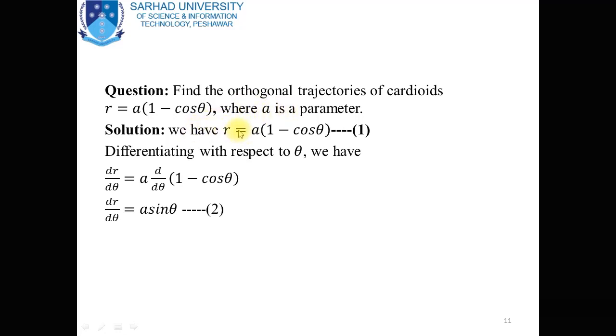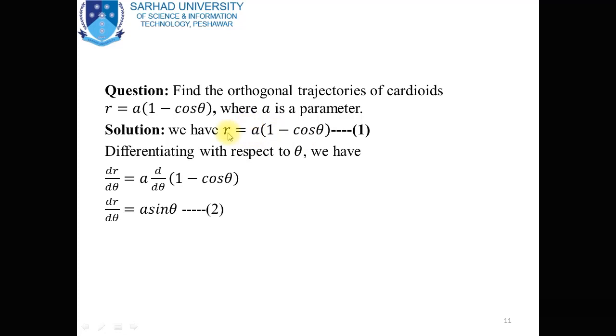Now solution. Since it is given that r is equal to a into 1 minus cos theta, this is equation number 1. Now differentiating this equation with respect to theta, here theta is the independent variable and r is the dependent variable. Now dr by d theta is equal to a into the derivative of 1 minus cos theta with respect to theta. The derivative of 1 is 0, and the derivative of cos theta is minus sine theta. So we obtain dr by d theta is equal to a sine theta. This is equation number 2. Now replace this a by finding the value of a from the given family of curves.